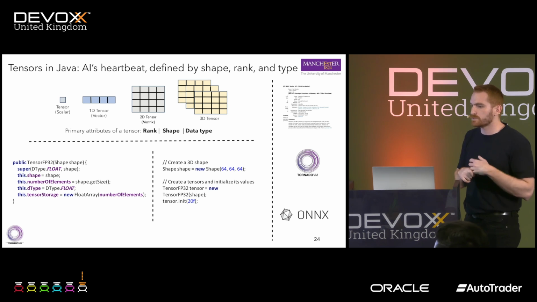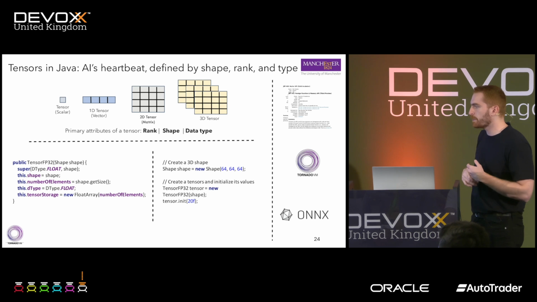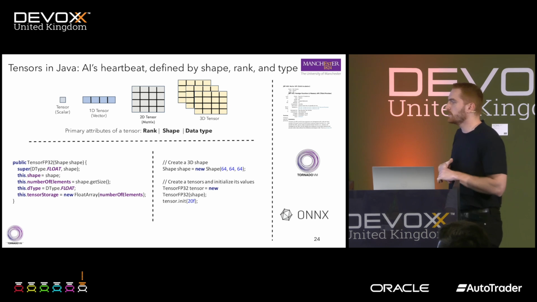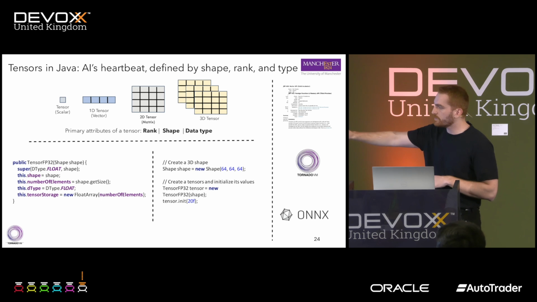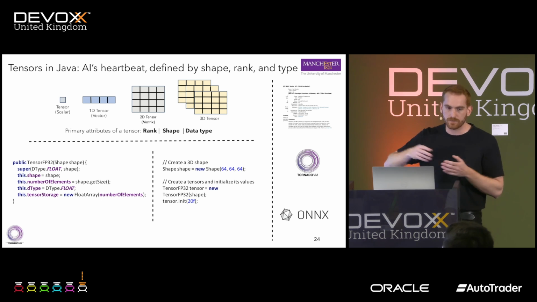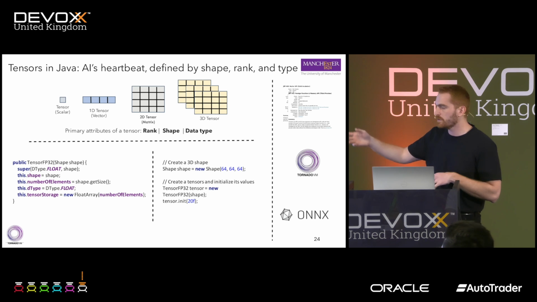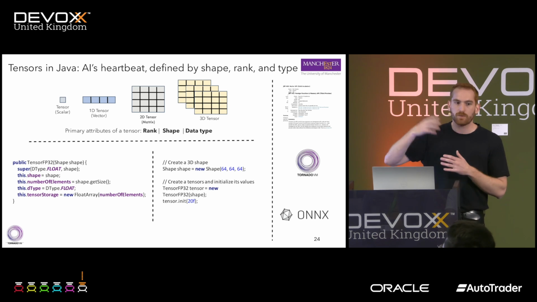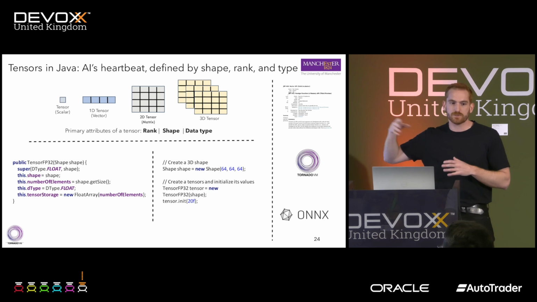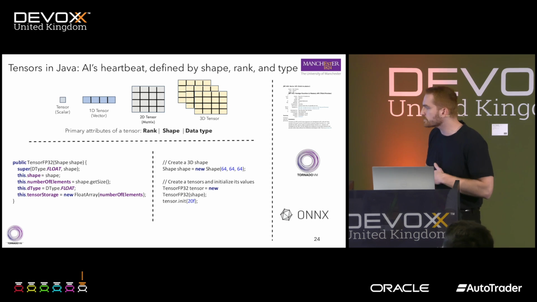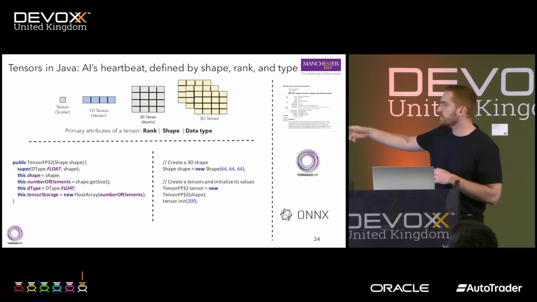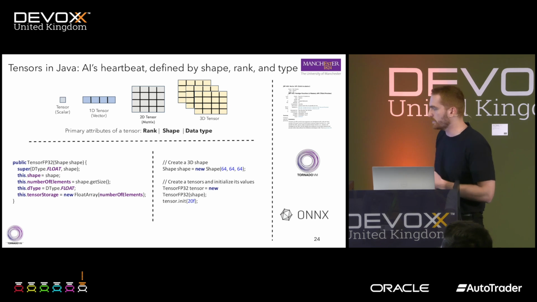So in the first version that we introduced, we came up with this definition of an FP32 tensor. This holds float data. It has a specific shape, a number of elements, and underneath, in the tensor storage, we store it in a consecutive segment in memory through Project Panama. So a float array is just a wrapper to a memory segment that stores float data off-heap. And on the right-hand side, you can see that we have a three-dimensional shape of 64 elements in each dimension. We have a tensor that fits this shape, and we initialize it with a constant value.